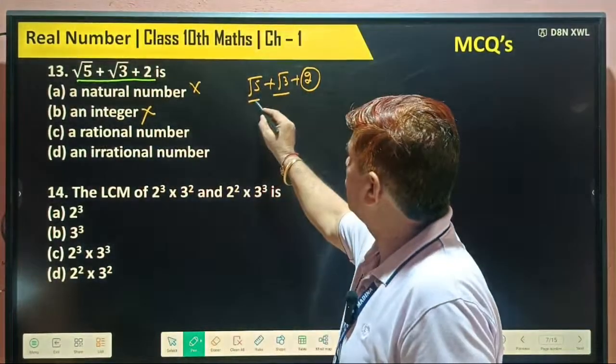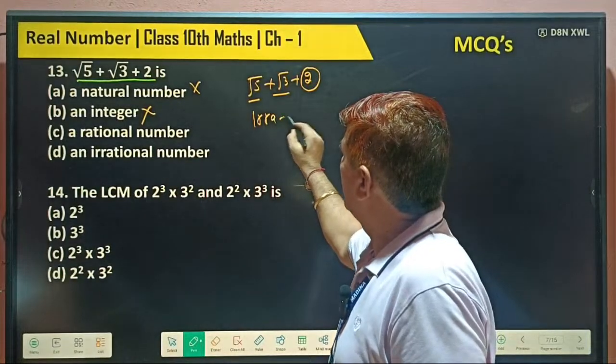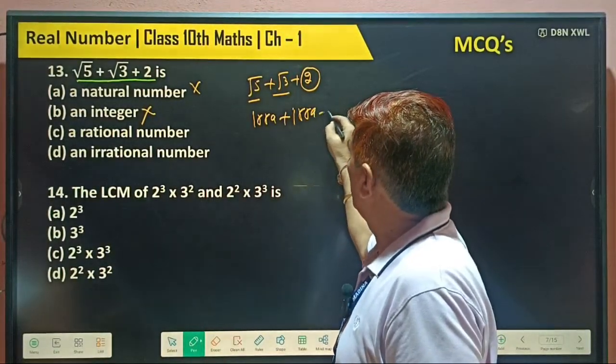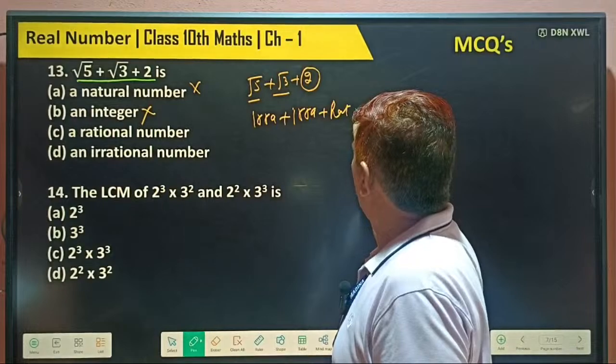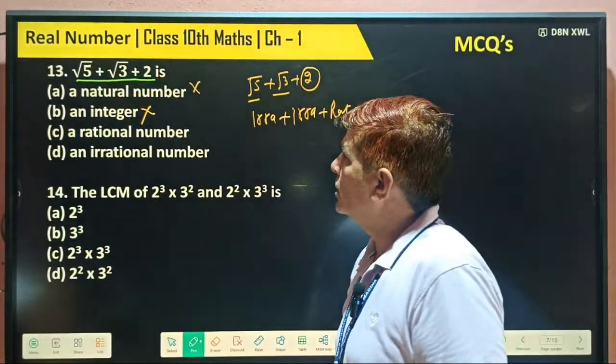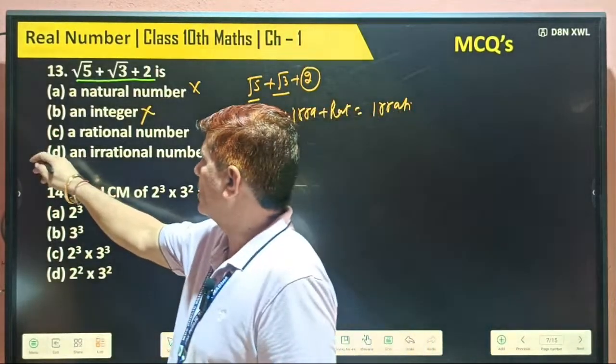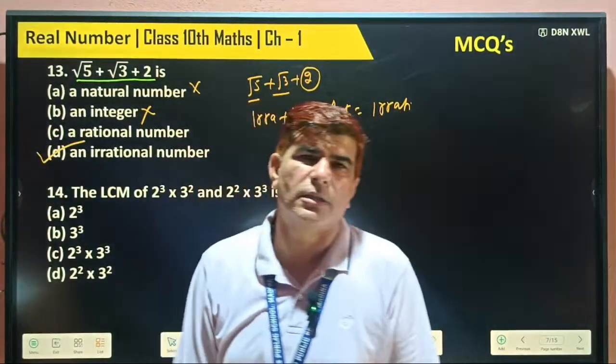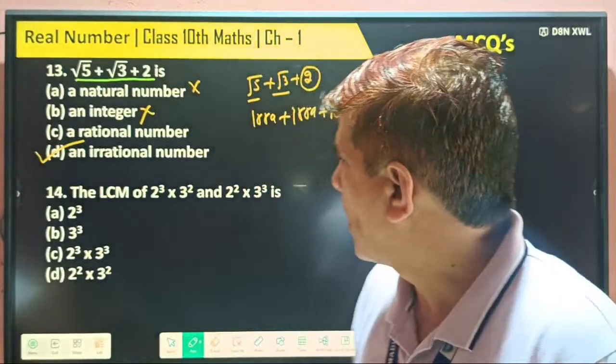So the sum of irrational plus rational is always irrational. What's irrational? So what's your answer? This is your answer. Got it?